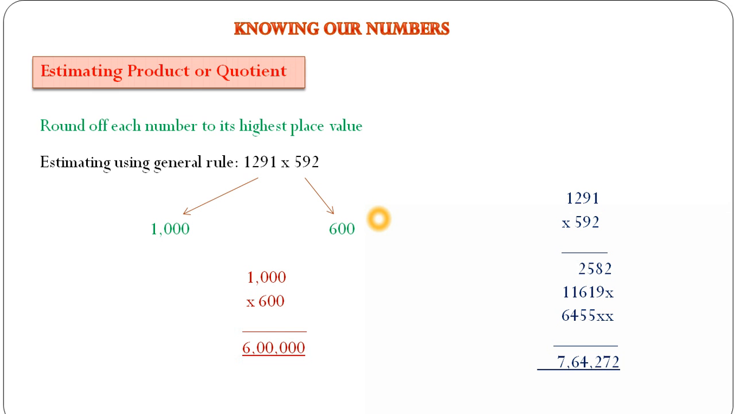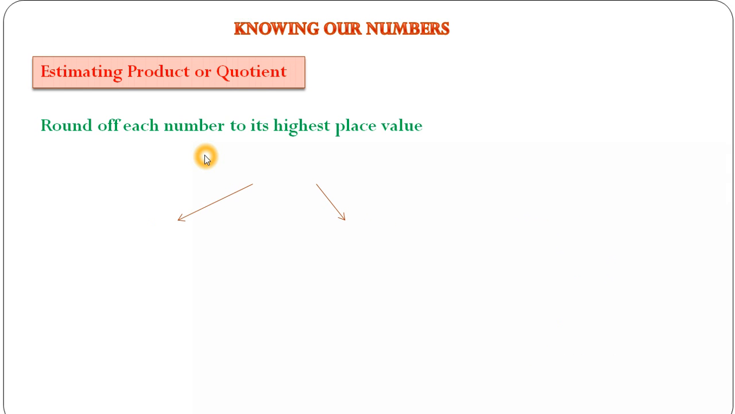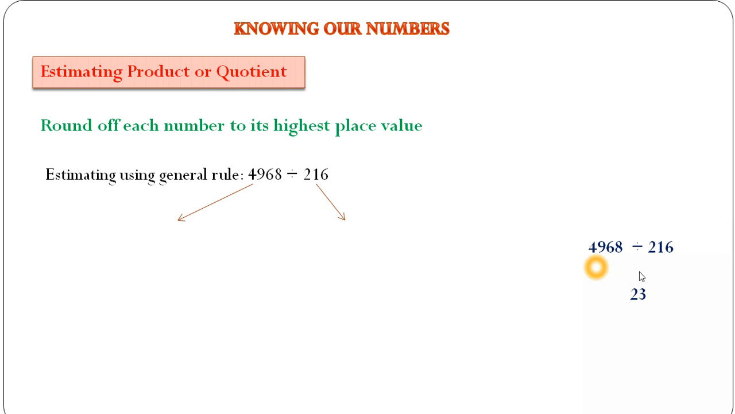Now let's estimate another two numbers, but this time we'll estimate the quotient of the two numbers. Okay, so again, for that purpose, we have to round off each number, both dividend as well as divisor, to their highest place values. So here the dividend is 4968 and the divisor is 216. If we divide 4968 by 216 in our general rule, we'll get 23. Hope you must know how we can divide two numbers, right?